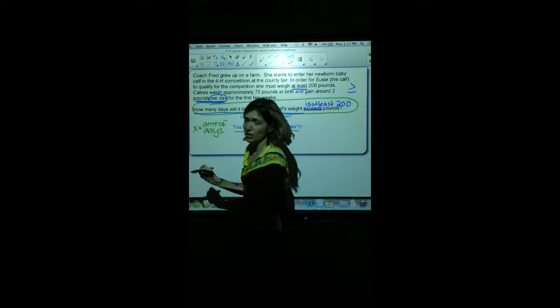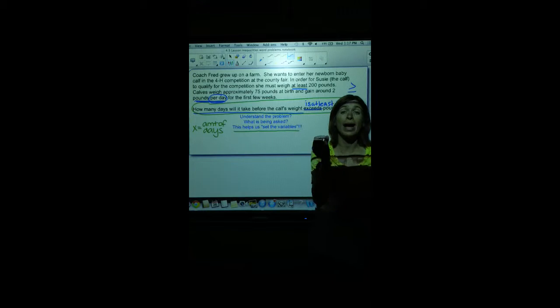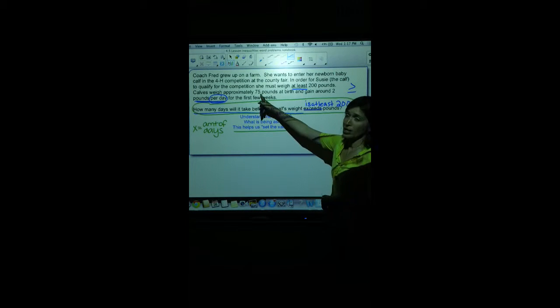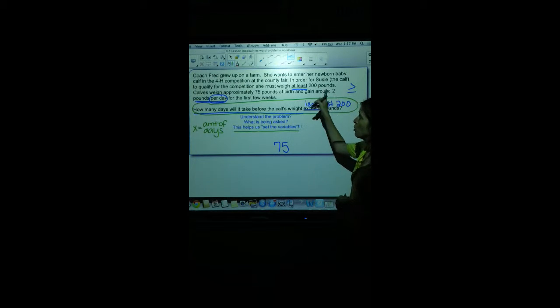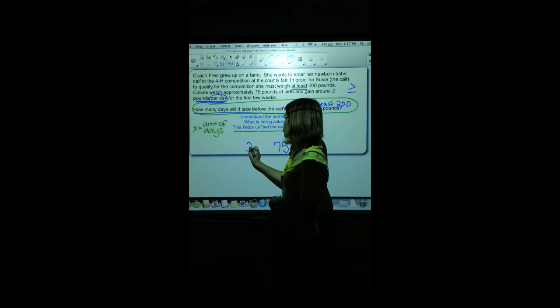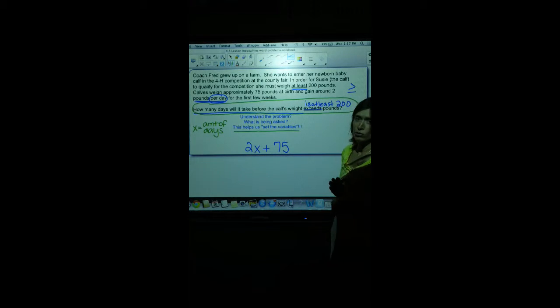And this question says, how many days will it take before the calf's weight reaches 200 pounds? So I'm going to let x equal the amount of days. Okay, how many days? All right, now, we know that we have a starting place because the calf is born at approximately 75 pounds, and it's gaining around 2 pounds per day. And every time we talk about per day, I think to myself, is this in the form y equals mx plus b? Well, if I know my starting place in y equals mx plus b, that's my 75, that's my b. And I know the 2 pounds per day acts as my slope. So 2 times the number of days, there's my y equals mx plus b, okay?